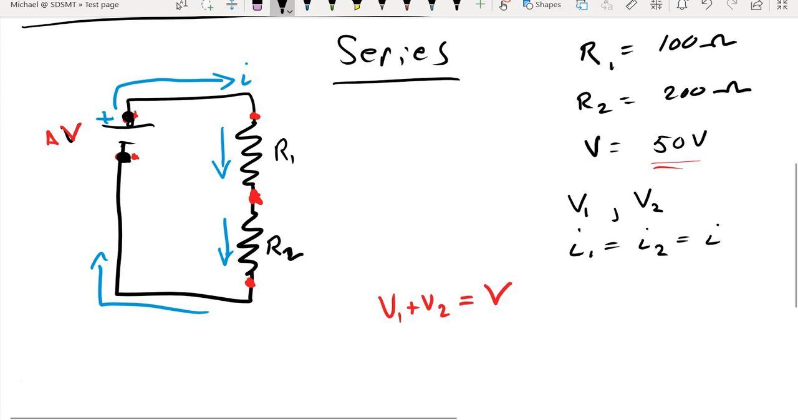And this is going to be the first principle or concept of resistors in series. Resistors in series are going to have the same current.